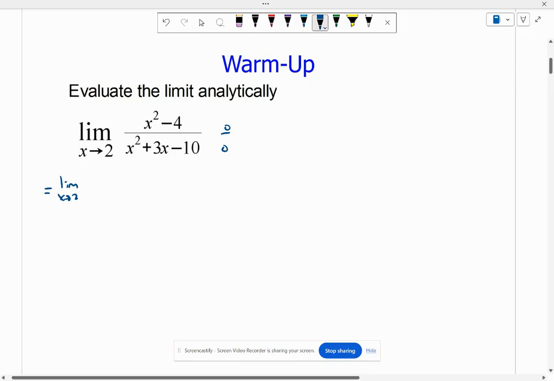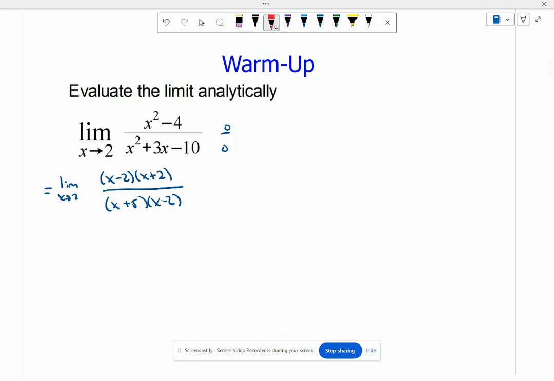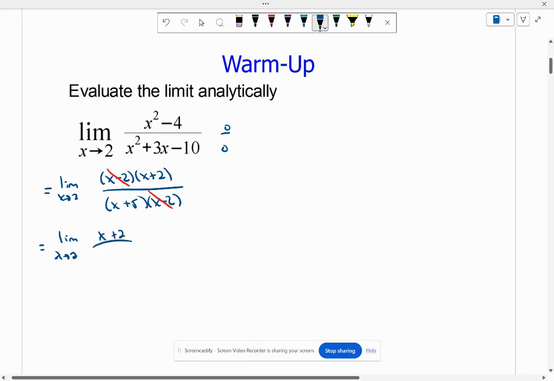x squared minus 4, if you recognize, is a difference of squares, so we can rewrite that as x minus 2 times x plus 2. If I factor the bottom one, I think it's x plus 5 times x minus 2. 5 times negative 2 is negative 10, and 5 minus 2 is 3, so that works out. Now the x minus 2s divide out, which is great, so I'll be able to plug in x equals 2. So I have the limit of x plus 2 over x plus 5 as x approaches 2.